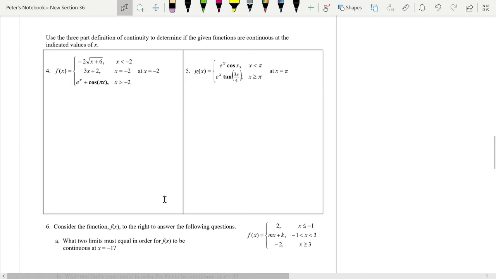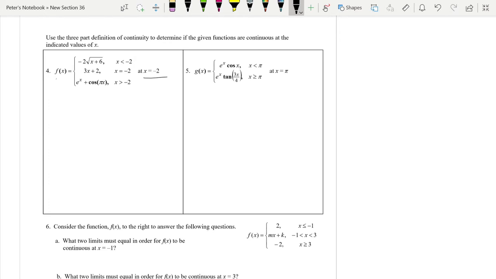All right, so let's look at the next one here. Use the three-part definition of continuity to determine if the given functions are continuous at the indicated value of x. So here we're looking at f of x, and is f of x continuous at x equals negative 2? Now the graph is not given, but we have an algebraic equation, right? Of course, we can use decimals to graph that out, and I'll show you how you can do that too, just to give you a little bit more clarity. But for now, let's check this out.